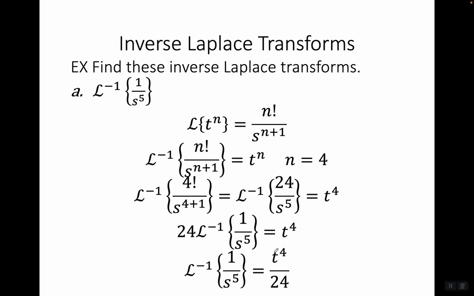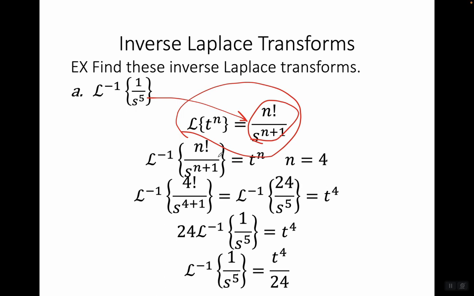Let's look at some inverse Laplace transforms, not in the context of a problem, but just so you know these things. How about the inverse Laplace transform of 1 over s to the fifth? We're going to use this formula for powers. The Laplace transform of t^n equals this, and this looks just like what we want: 1 over s to the fifth. So it looks like we need to plug in n equals 4, because then the bottom would be s to the fifth.